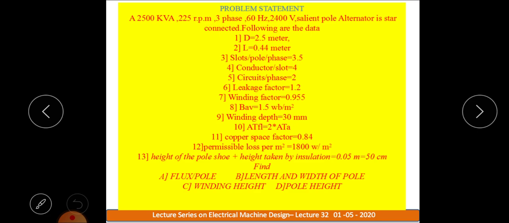So the flux per pole is asked as A, length and width of pole is asked as B, winding height is asked as C, and pole height is asked as D. Now we will move to the solution part for this one.